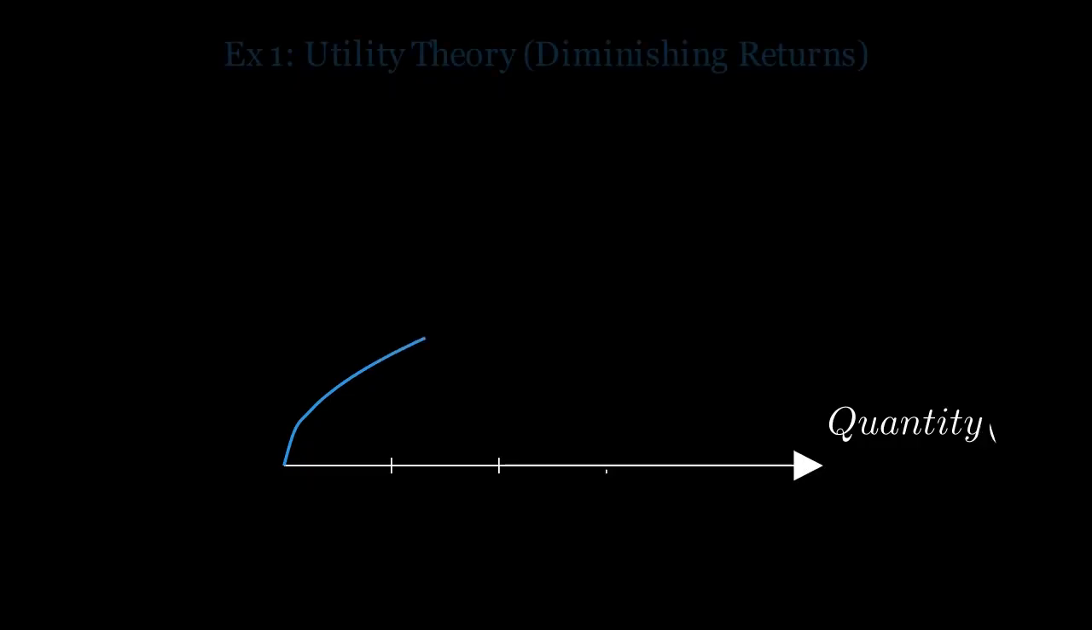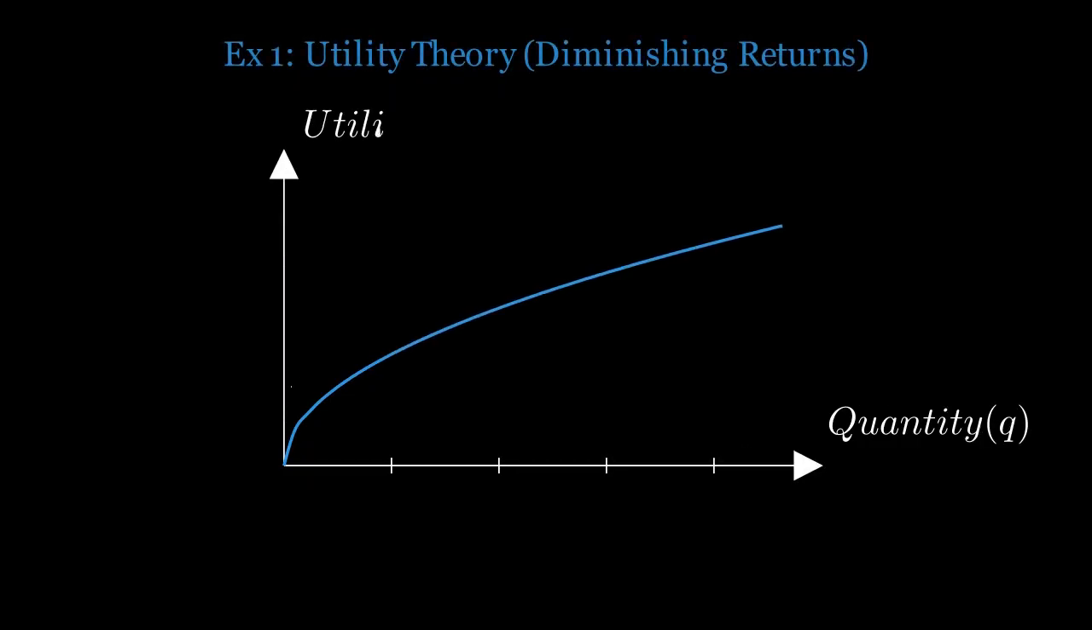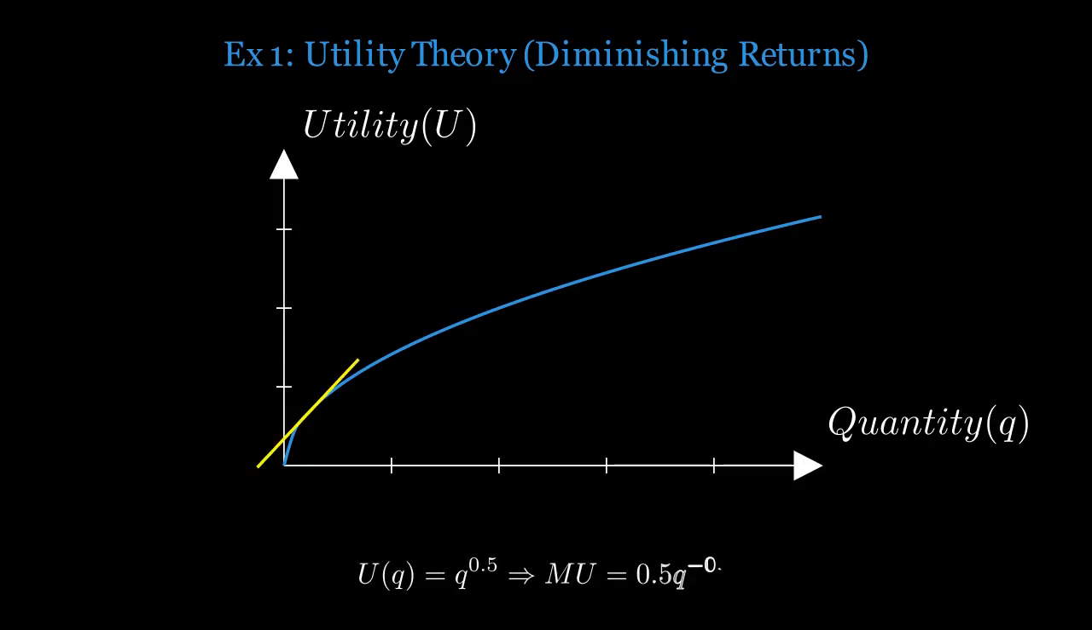Let's apply this to our first economic example, utility theory. Suppose a consumer's utility is represented by U(q) = q^0.5, representing diminishing returns. Using the power rule, the marginal utility is 0.5 times q^(-0.5). Notice how as quantity increases, the marginal utility decreases. This is the mathematical proof of why the first slice of pizza is better than the 10th.